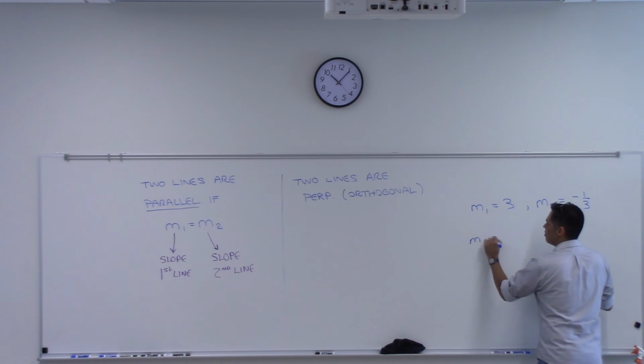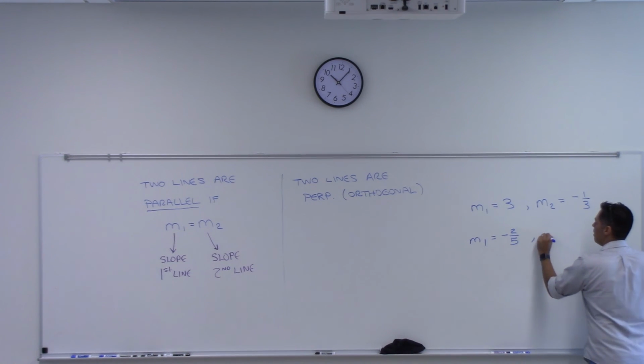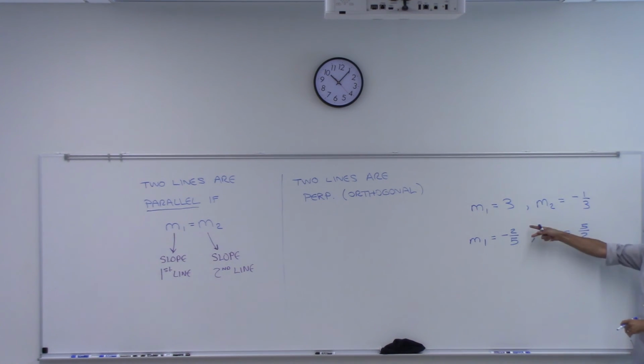Give you another example. If the slope of the first line is negative 2/5, then the slope of the line that would be perpendicular would have to be 5/2. That flipped over, changed the sign.